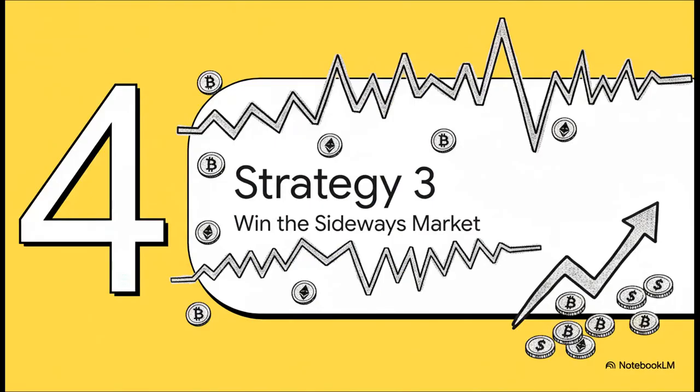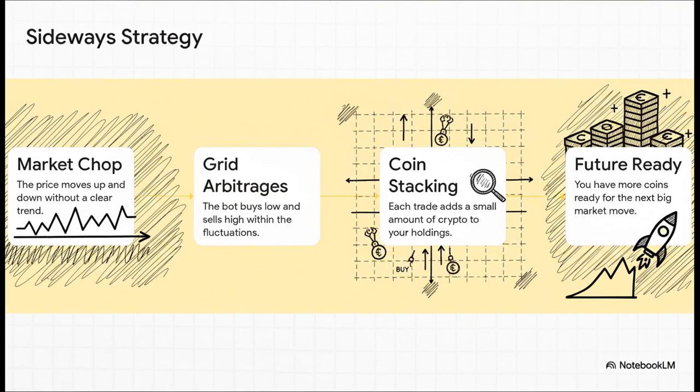All right, so we've covered the market going up, and we've covered it going down. But what about that market that drives everyone crazy? The sideways chop, when it just goes nowhere? Well, that's where our third and final strategy comes into play. Honestly, this is where the GridBot's core logic just really shines.